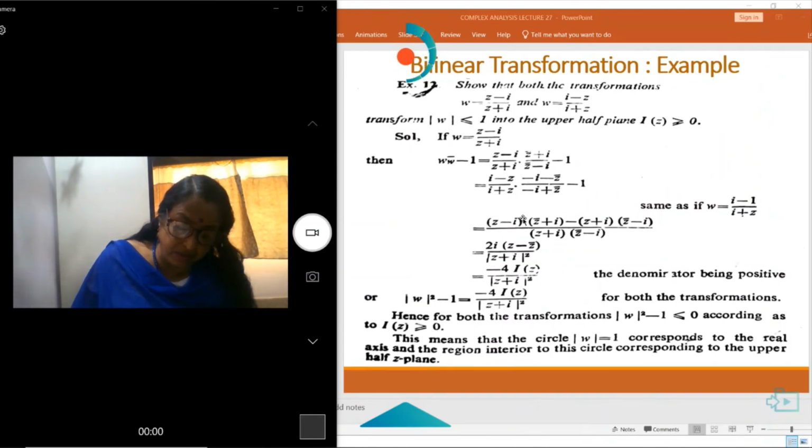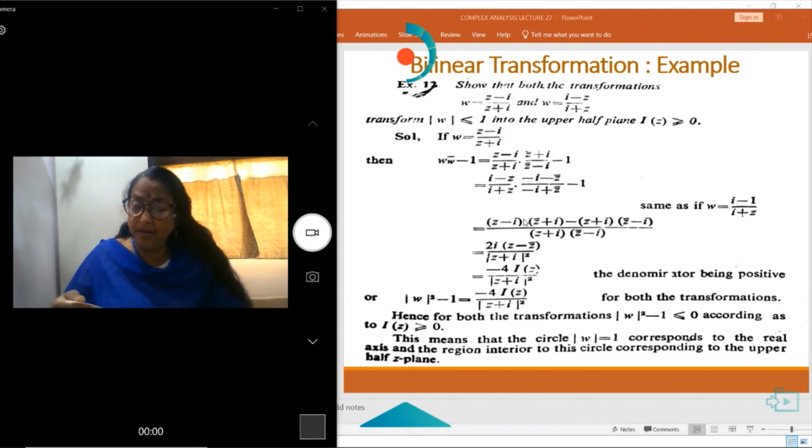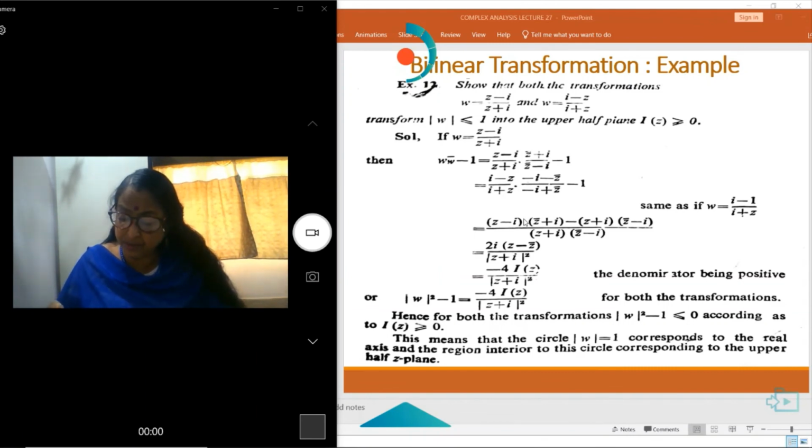Again, another example, W is given and another W is given. Then, finding W bar, we can find W bar minus 1, and after that we can get the value. Again we get minus 4 imaginary Z divided by mod of Z plus 1 the whole square. Here we have to transform mod W less than or equal to 1 to imaginary Z greater than or equal to 0. When imaginary Z is equal to 0, you can find the value of W, and when imaginary Z is greater than 0, what is the value of W, and when imaginary Z is less than 0, what is the value of W, and then plotting them we can see the transformation.